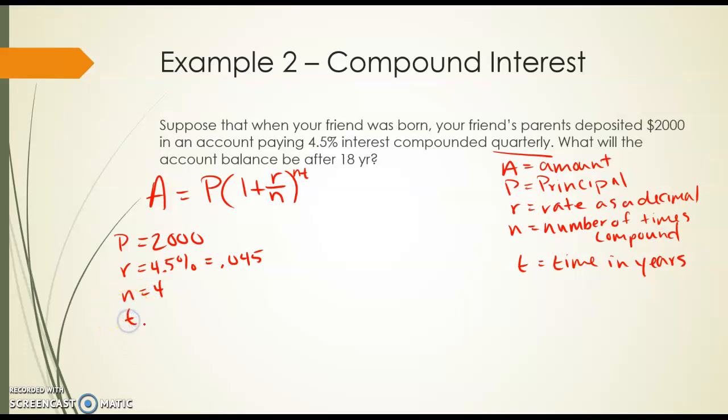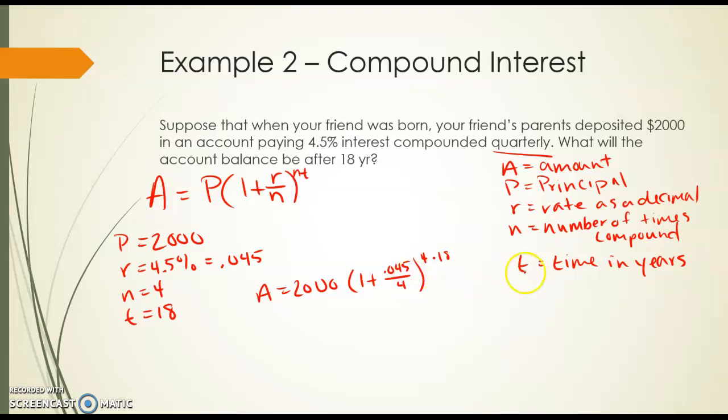And T, what will the account balance be after 18 years? So 18 is our time. And from here, we just plug in. So A will equal 2,000 times (1 plus, our rate is 0.045 divided by 4) to the 4 times 18. And so then we're just going to keep simplifying this.